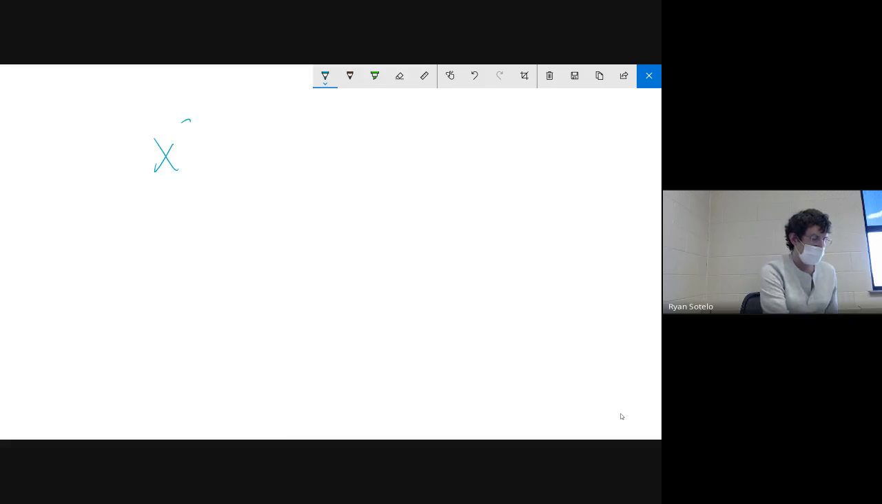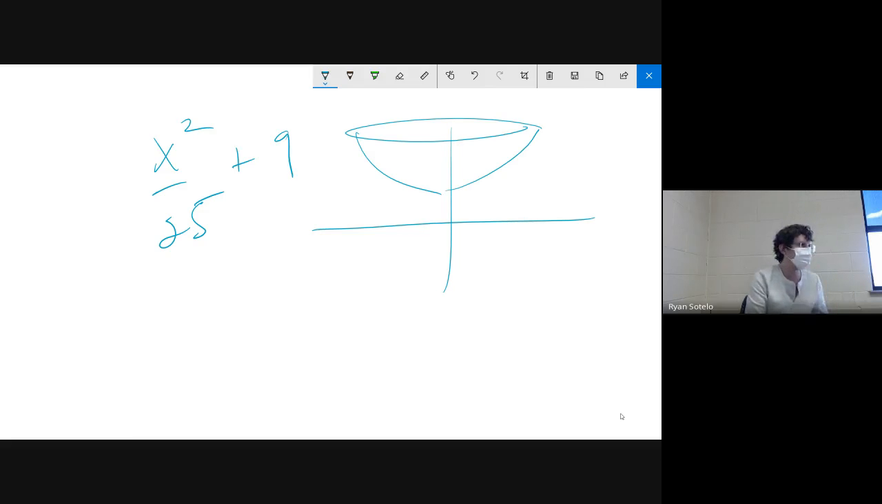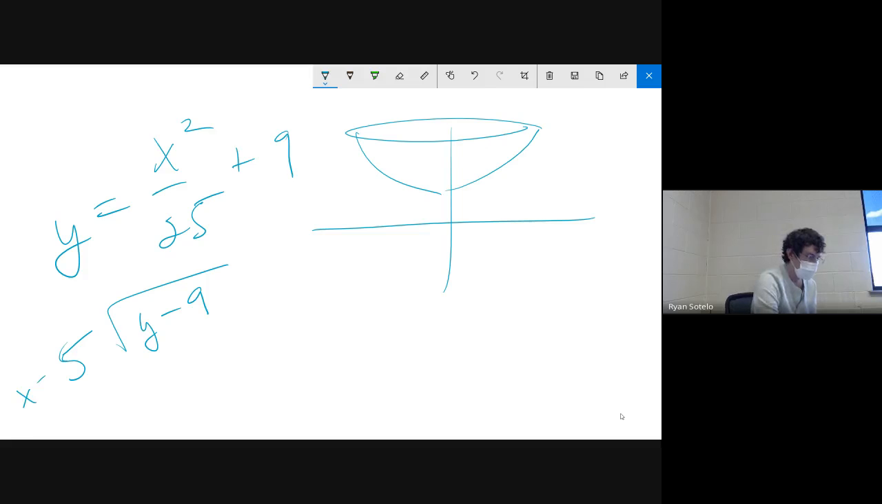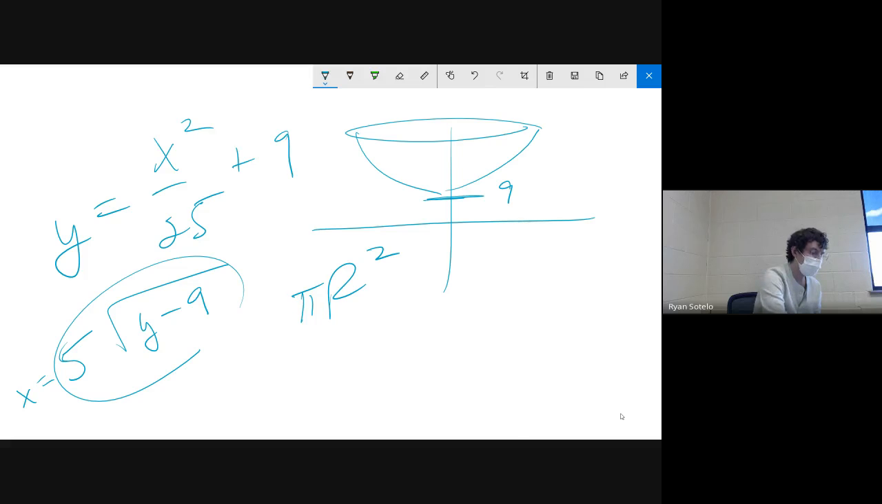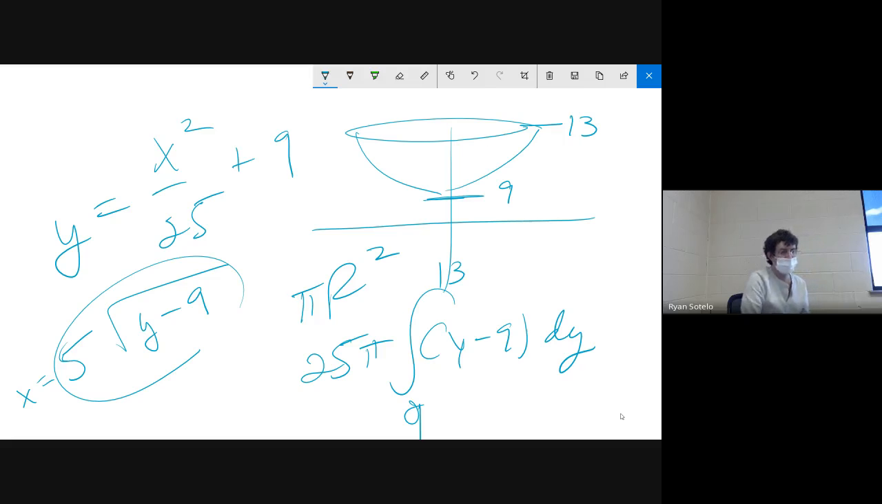The one that matched, when you revolve around the y-axis, you just have to use the inverse function. So solve for x. So you get the square root of y minus 9, times 5. And then you just have to do pi r squared. So square this times pi and integrate that, where now your new limits are in y. When I plug in 0 here, I get 9. And when I plug in 10, 100 divided by 25 is 4, plus 9, it goes to 13. So you go from 9 to 13 times this squared, so 25 times y minus 9. And so that's the one that goes with it.